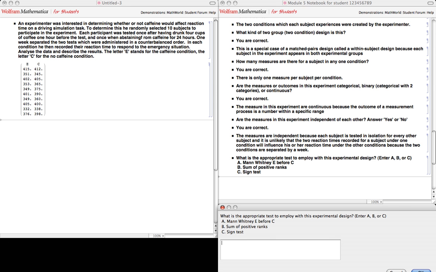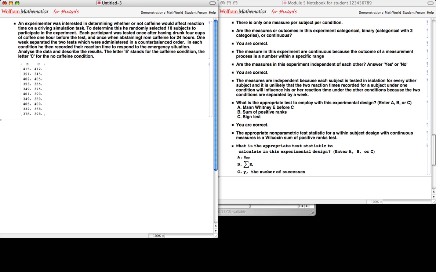What is the appropriate test to employ with this experimental design? We have a within subject design, or as was written in the module, a special case of a matched pairs design. So the two options would be a sign test or a sum of positive ranks. Because we have continuous data, we have to use the sum of positive ranks. If we had binary data, it would be the sign test. So I'm going to put in B.